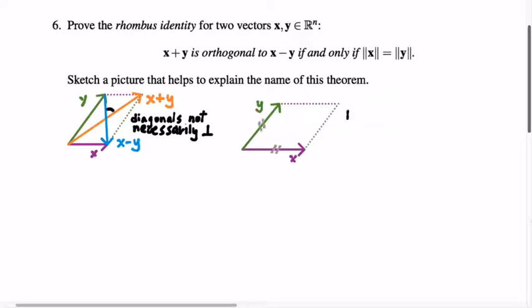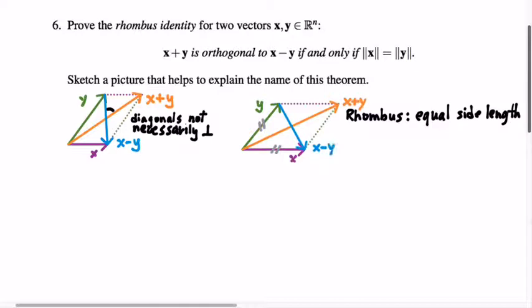But if x and y have the same length, then instead of a parallelogram, we get the more special figure called a rhombus. So the length of x is equal to the length of y. And in this case, if we construct the diagonals x plus y and x minus y, we should see that they form a right angle. So how do we prove this?